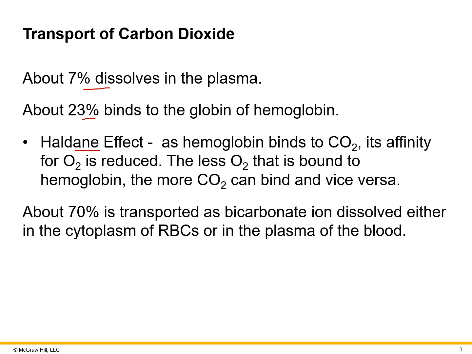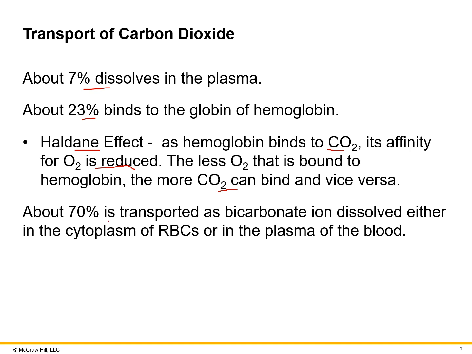This is whenever hemoglobin binds to carbon dioxide, its affinity for oxygen actually decreases. So whenever it's carrying carbon dioxide, it doesn't pay as much attention to oxygen. So the more carbon dioxide combined, the less oxygen, and then vice versa. So again, if we have a lot of carbon dioxide attached, we don't have a lot of oxygen that's happening.